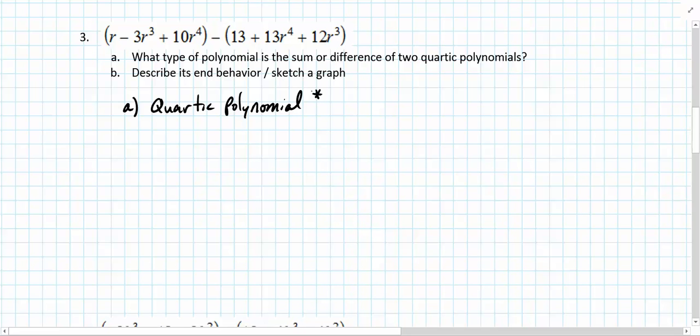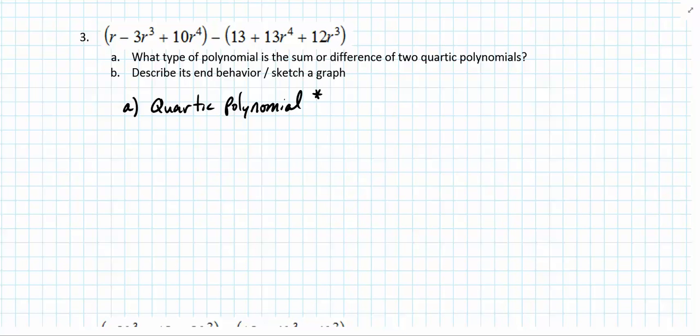I'm going to put a little star here though, because there's one way that we can actually subtract and end up with something that's not a quartic polynomial. And if you can tell me about that tomorrow when I come back into class, maybe I'll give you some bonus points. If you can think of how we can subtract two quartic polynomials so that the result doesn't become a quartic polynomial, think about that.